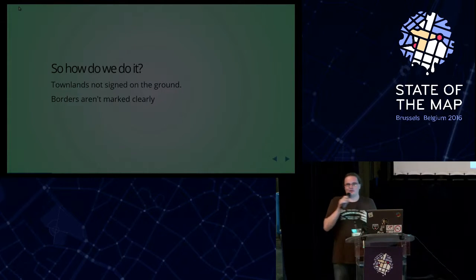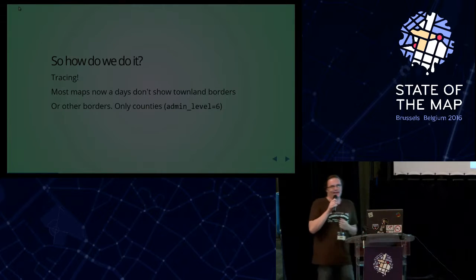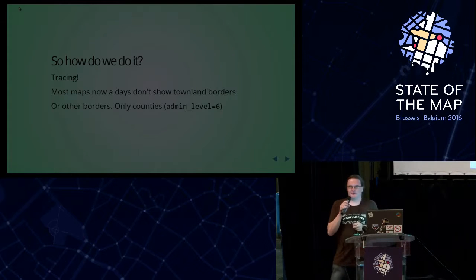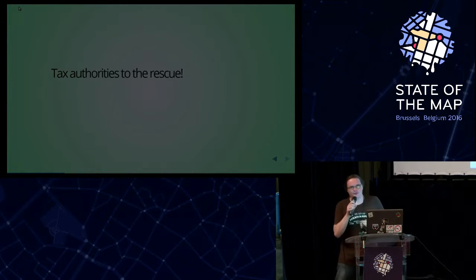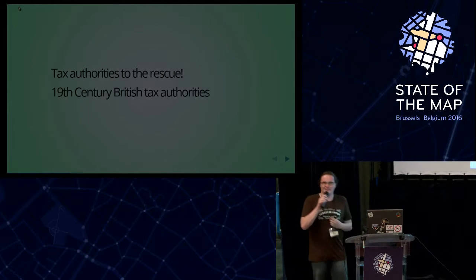They're not mapped, obviously. There are no signposts, really, but you can see hedges and things like that, so we need to trace. Most maps now don't show them. They're very tiny, so you couldn't have an A4 map of Ireland and see them because it'd be just too small. So they don't show them now, but they used to. And they were used for tax. 19th century British tax records were useful.